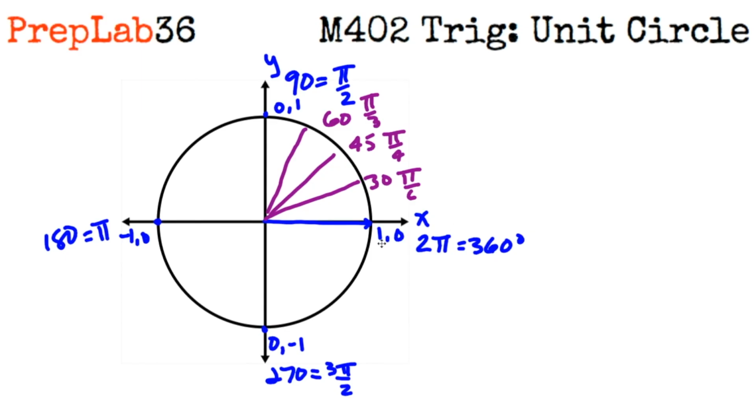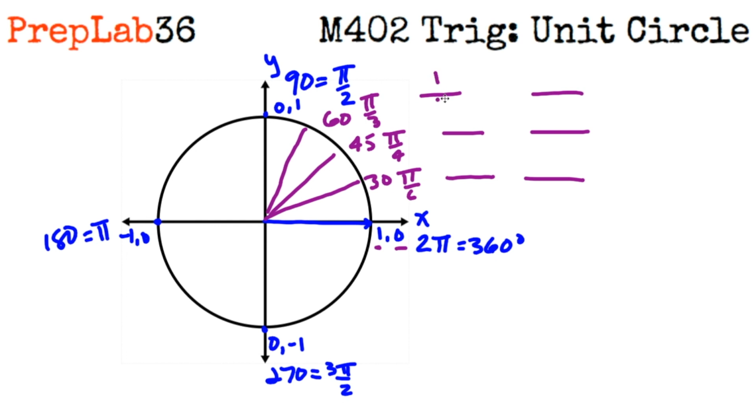What are the sine and cosine, or x and y coordinates, of each of these units? Well, x is equal to the cosine. Y is equal to the sine. So 1, 0 is the cosine and sine at 360 degrees. The major ones you need to know are 30, 45, and 60. And it goes like this.